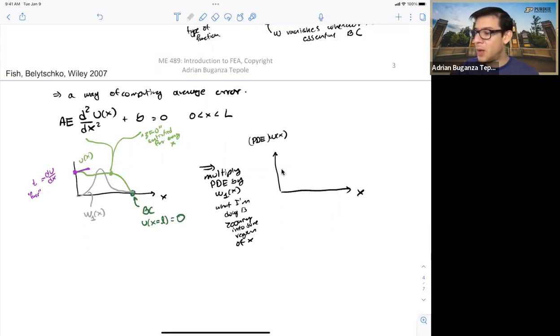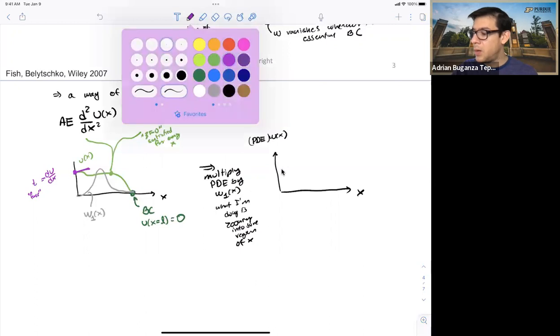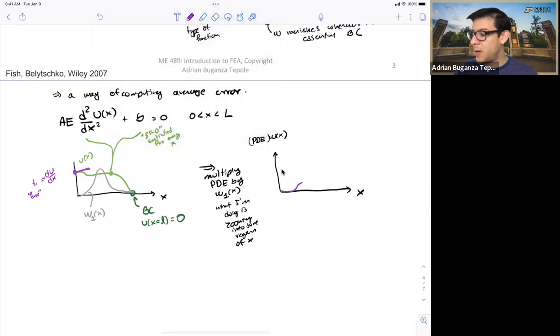Now that one will look something, I'm just going to use a different color, but it will be 0 when W is 0 and non-zero when W is non-zero. So non-zero only when W of x is non-zero. Otherwise, it is 0. And so what we did, we basically forgot about things that happen outside of that W, and we are kind of zooming in to this region right here.